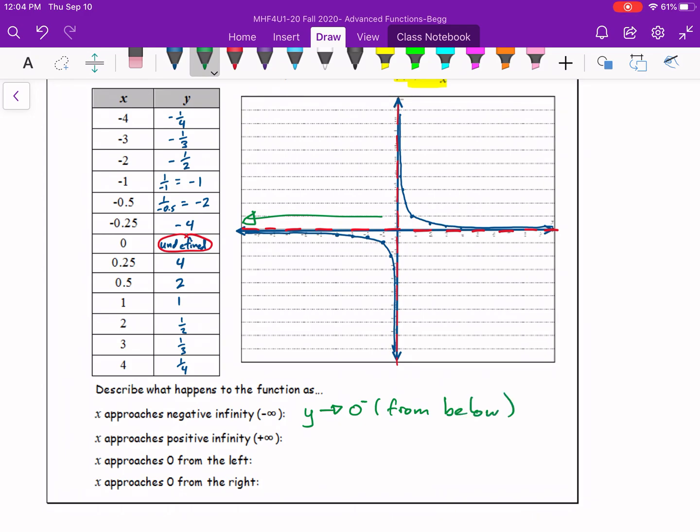What about as x approaches positive infinity? Let's pick a different color. So if I start at the origin and go this way on the x-axis, what's happening to the y's? They're getting closer and closer to 0 again. However, they're coming down from above this time, so I'll put a plus sign there.